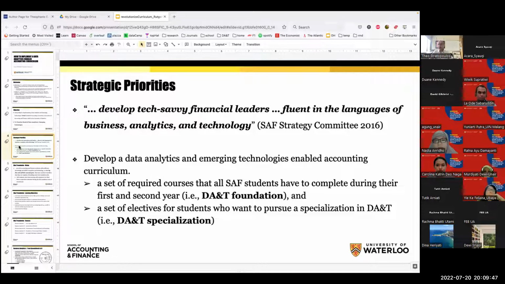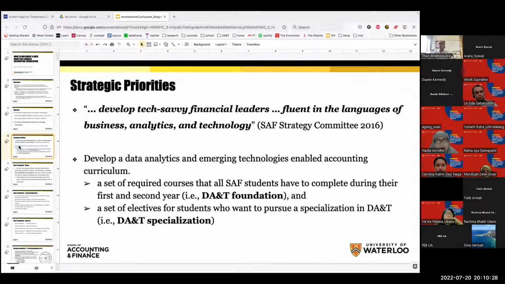The message that we kept getting from these focus groups was that technology and analytics is an integral part, and we need to make sure that our students become financial leaders who are fluent in the language of business, analytics, and technology. In other words, we want our students, when they enter the job market, to feel confident working with data and confident talking about emerging technologies, because this confidence, when combined with their solid accounting and finance knowledge, is what will help them succeed in their professional career.